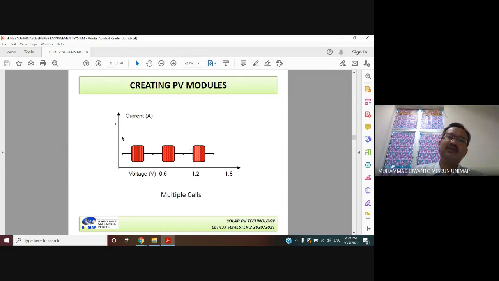So if 3 PV cells are connected together in series, one PV cell can produce 0.6, so the total voltage is 0.6 multiplied by 3 equals 1.8 volts. And the current remains. If one PV cell has a short circuit current of 4 amperes, then when we connect 3 PV cells in series, the total current remains 4 amperes.